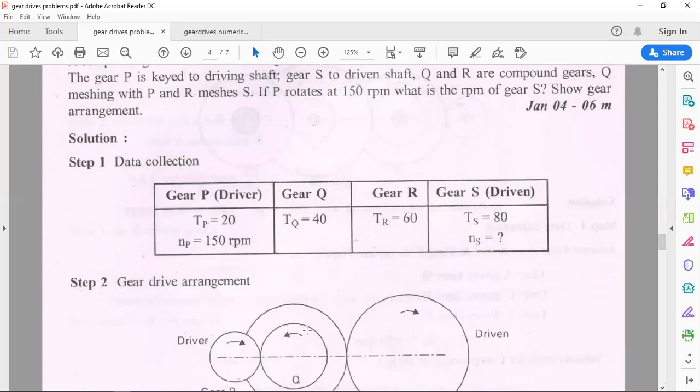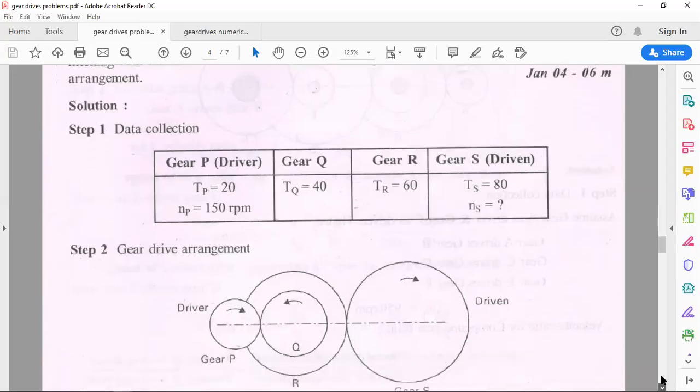If you look at this, P is meshing with Q. This is the point of contact, which means this gear is Q. Behind this gear is R, and R is meshing with S. This is the point of contact. So this is how the gear drive arrangement is drawn.